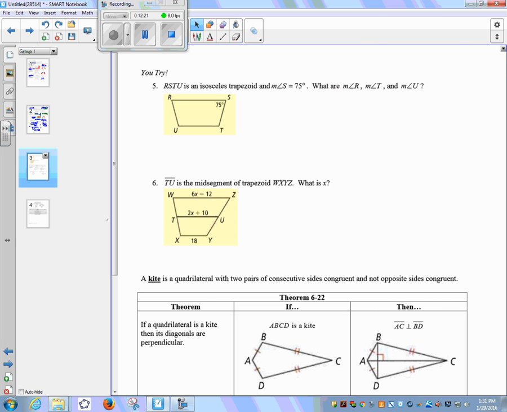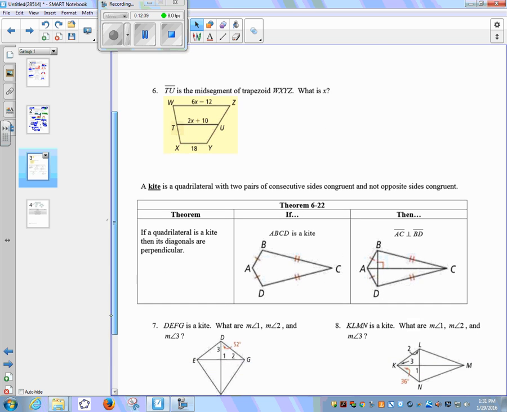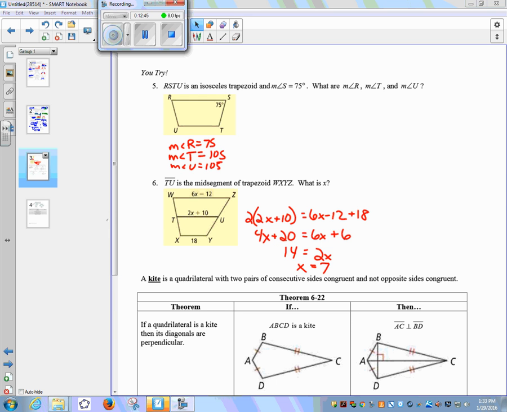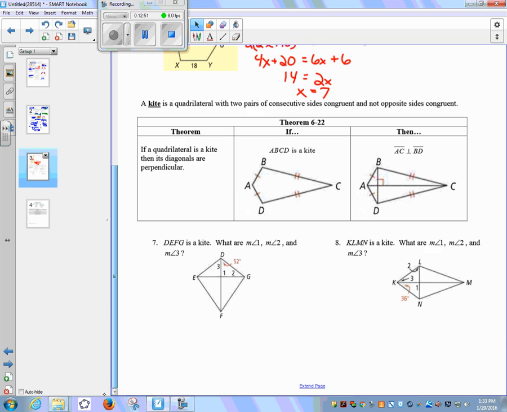Okay, so you guys could try these 2 on your own. Make sure you are setting up your equation, and then make sure you come back to check your answer. Okay, so you can check your answers here, and we're going to move on.